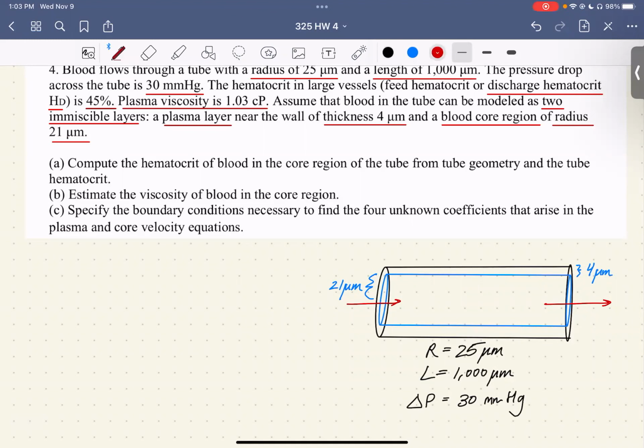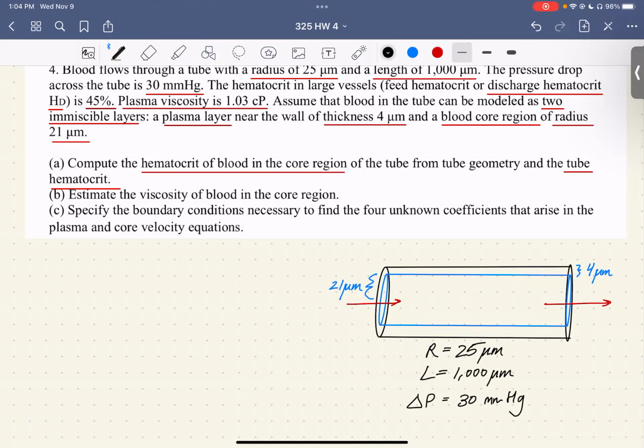And let's just take a look at the question really quickly. It's asking us to compute the hematocrit of the blood in the core region. And then we're also asked to find the tube hematocrit. So let's just quickly talk about the differences between those two.